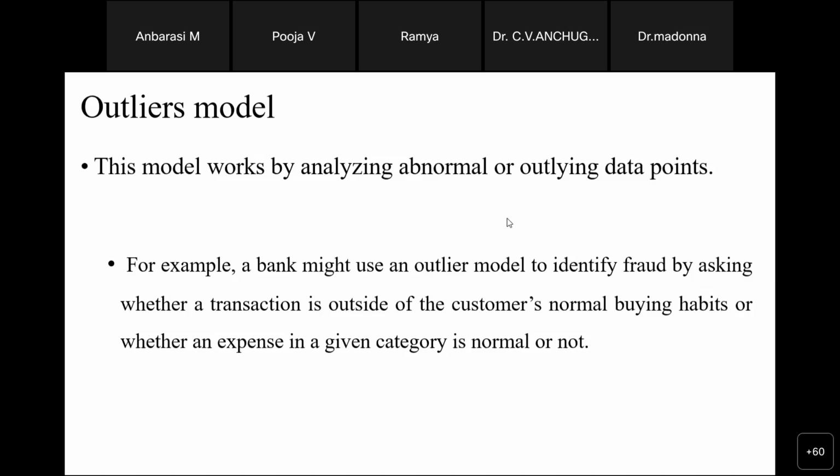From the HDFC customer point of view, they think someone might have misused the data. Because of that they called me and confirmed whether I had ordered that particular item or not. Based on that, they approved that product. So that is also an outlier. Mainly we go for outlier detection to identify fraud, or we can also analyze customer buying habits.